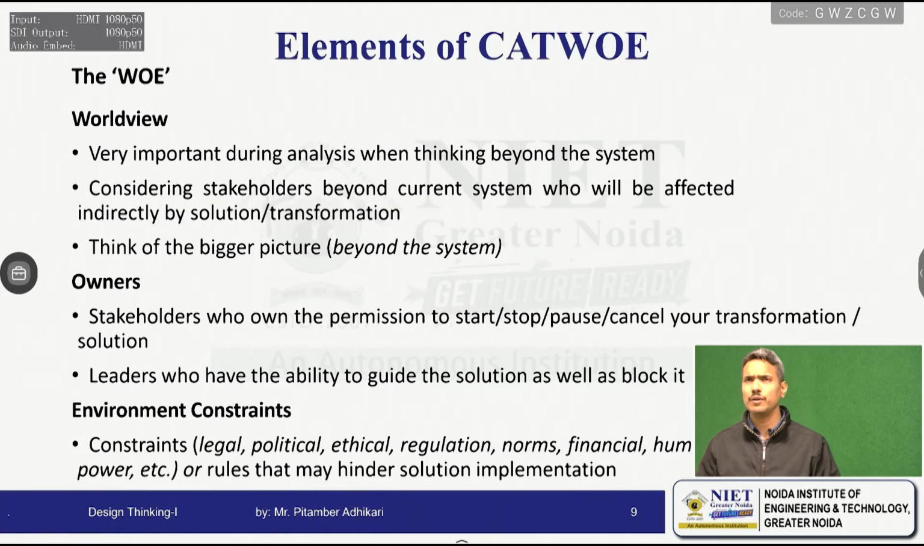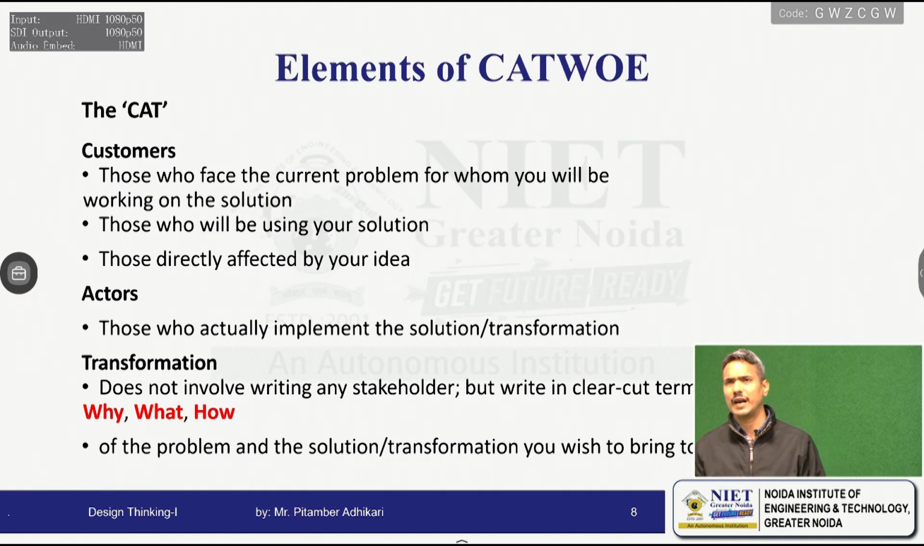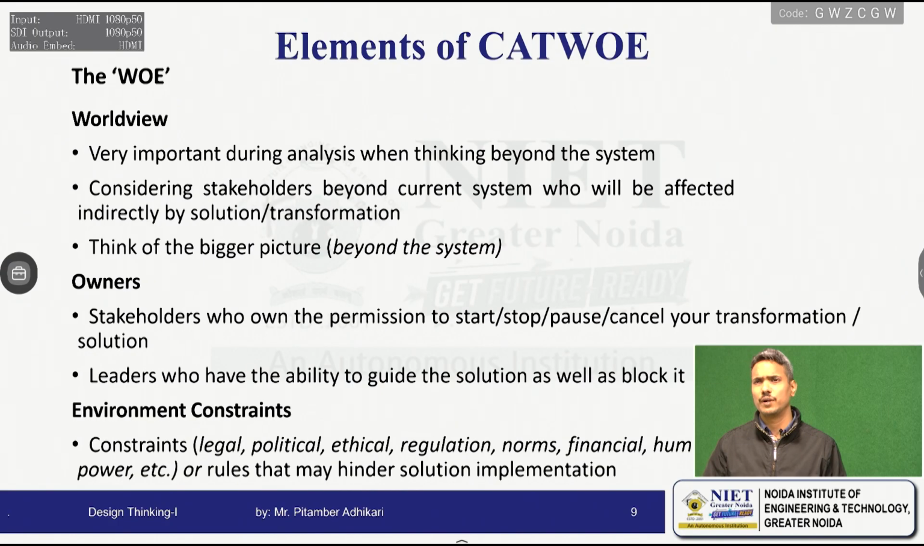So again we will look one by one at the meaning of CATVO. As we have already discussed the full form of CATVO, this term is formed by these 6 different terms. The first one is customer, C stands for customer. Then the second category of stakeholder, A stands for actors. Third one is transformation, T. Then fourth one is W, that is worldview. Fifth is owner, and the last one, E, stands for environment constraint. So this is the overall meaning of CATVO.